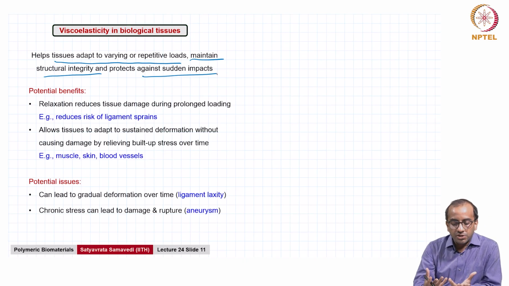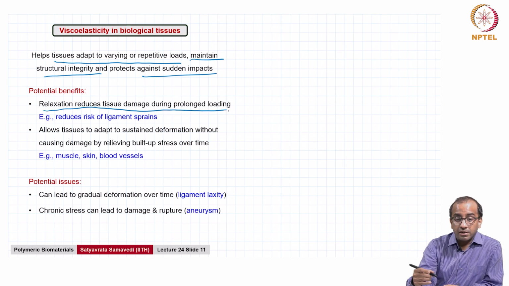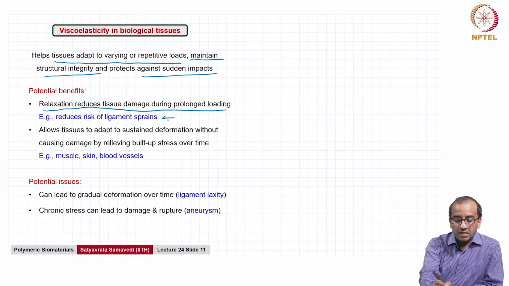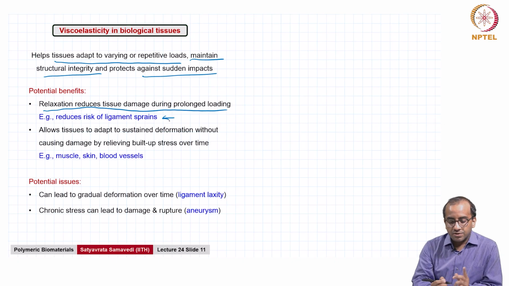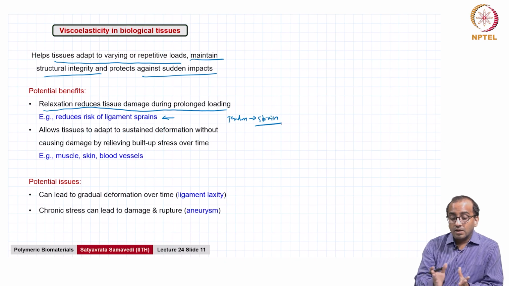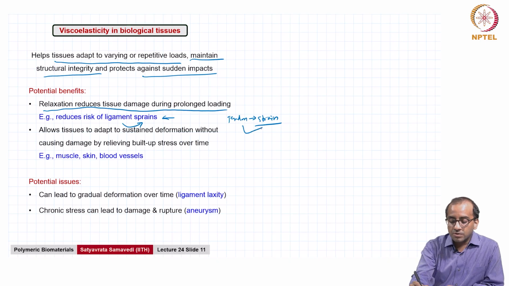And some potential benefits are listed here. So if you have relaxation, for example, that can reduce tissue damage during prolonged loading. And the example given here is reducing the risk of ligament sprains. So with a ligament, it's a sprain. With a tendon, it is a strain. This is oftentimes a point of confusion for many people. Ligament is associated with a sprain, tendon is associated with a strain.